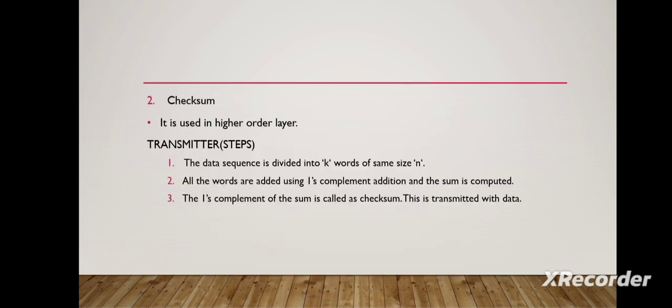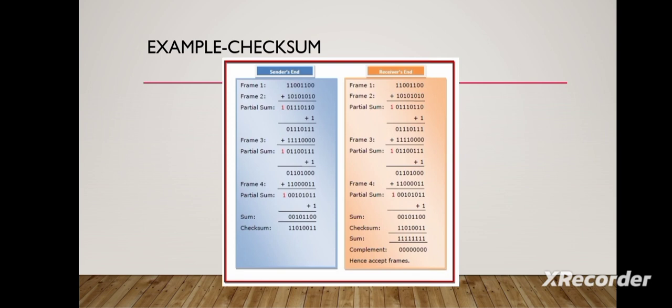Now we are going to see about checksum, which is used for higher order layers, and this also we will explain using an example. Now a 32 bit data should be sent. So this 32 bit data is divided into 4 frames of 8 bits each. At the sender end we are adding the first 2 frames, and for the partial sum, there is a carry, so we are adding it again, and the final sum, sum number 1, is obtained. With sum number 1 we are adding frame 3, with the same repetition of steps. Finally we get the sum. We complement this sum and we get the checksum. This checksum is sent along with the 32 bit data.